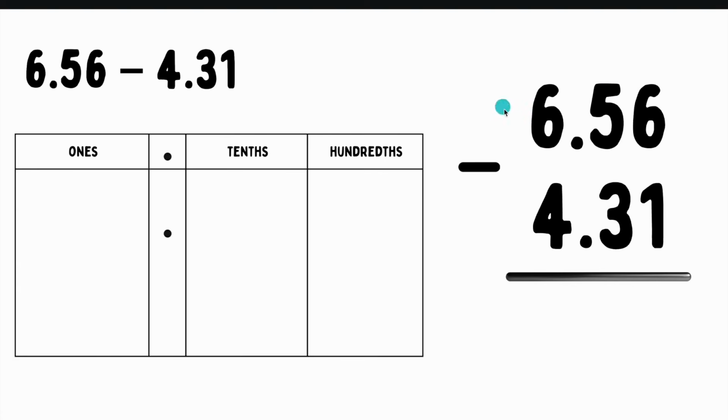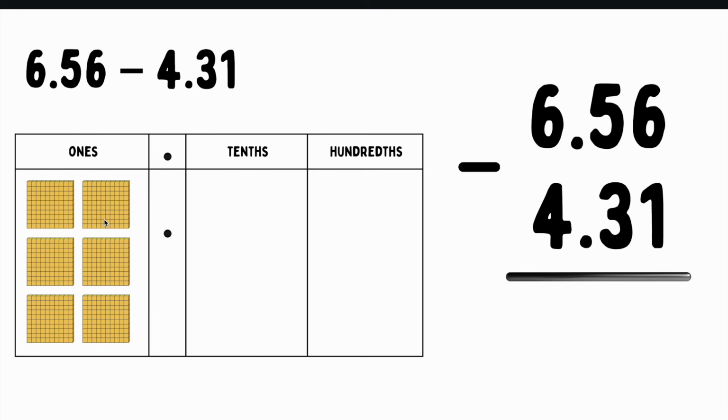Let's try 6.56 minus 4.31, or 6 and 56 hundredths minus 4 and 31 hundredths. Let's start by creating a model of 6.56, or 6 and 56 hundredths. We need 6 ones, 1, 2, 3, 4, 5, 6, 6 wholes. We need 5 tenths, 1, 2, 3, 4, 5, and 6 hundredths. 1, 2, 3, 4, 5, 6.